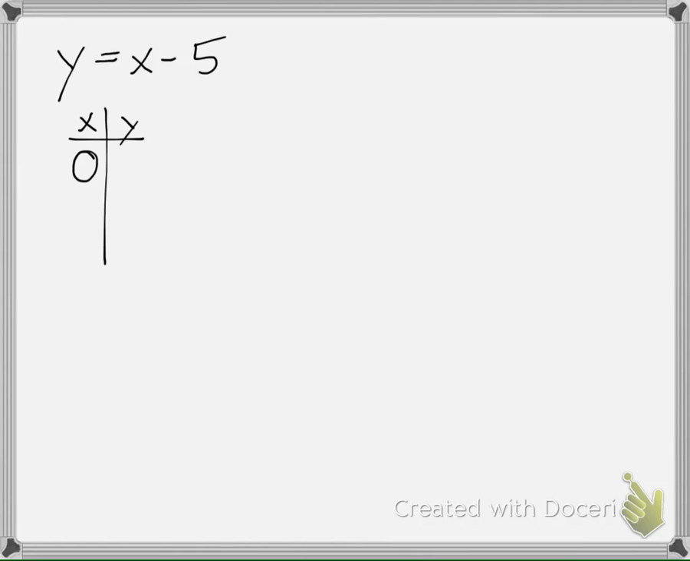All right, so if x is 0, that's one of the easiest ones. If x is 0, then y is negative 5. If x is 1, then we have 1 minus 5, which is negative 4. And if x is 2, then we have 2 minus 5, which is negative 3. Oh, and we need a 4th one. So 3, and 3 minus 5 gives me negative 2. So there's 4 values. Again, you might have had different values, but those were 4 values that were pretty easy to find. All right.